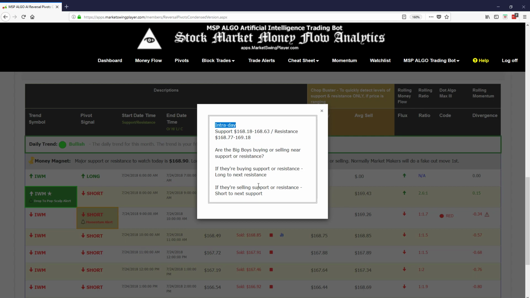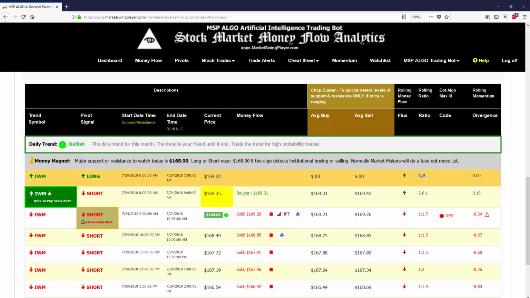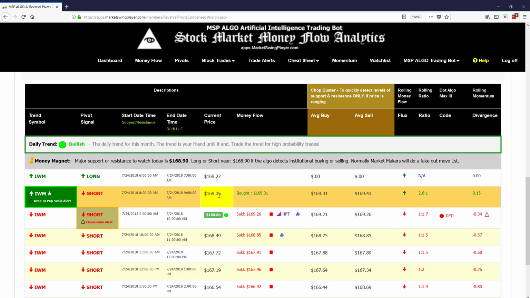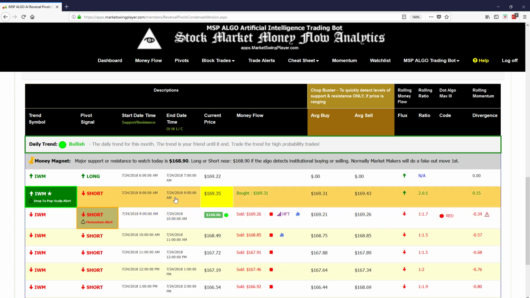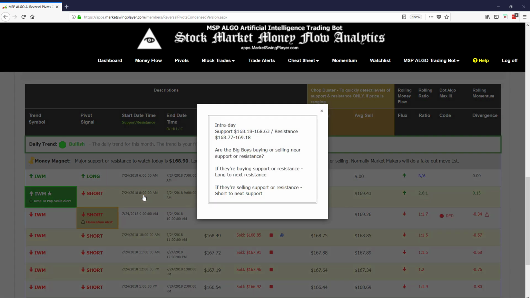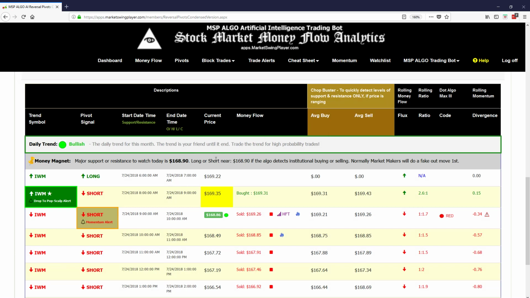So where's price? We notice price is near resistance because it's above resistance. And we also notice the major support or resistance for the day is about 169. Okay? So we know that we are near resistance. So we got a breakout here, right?